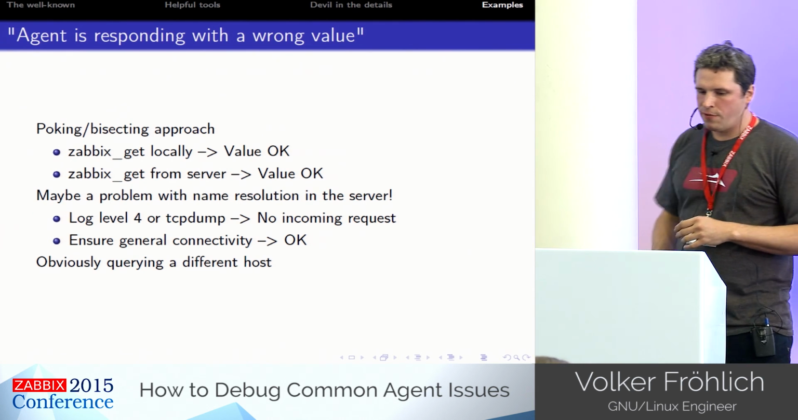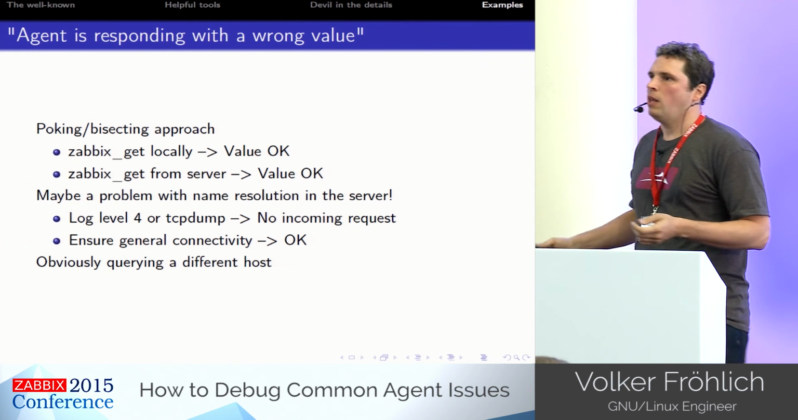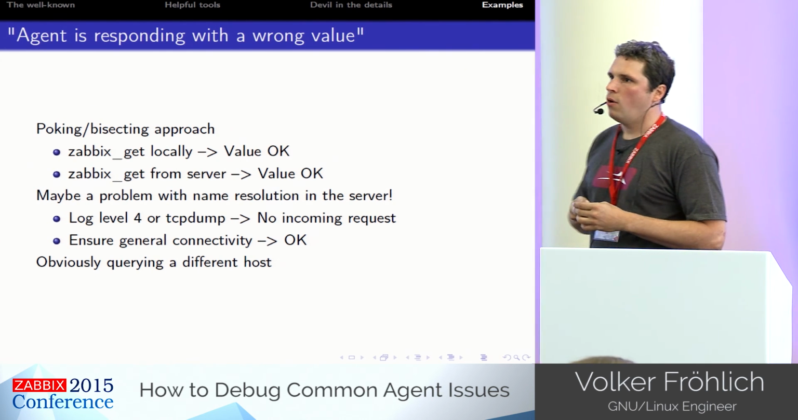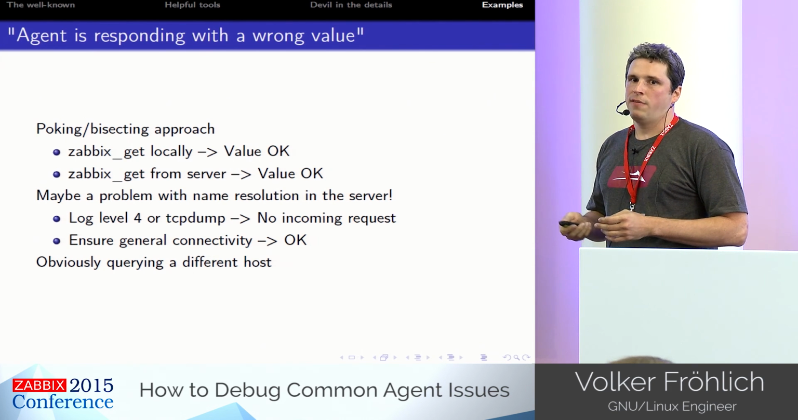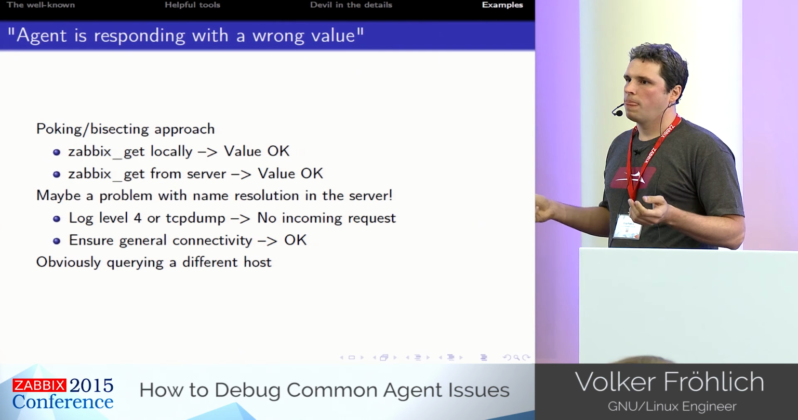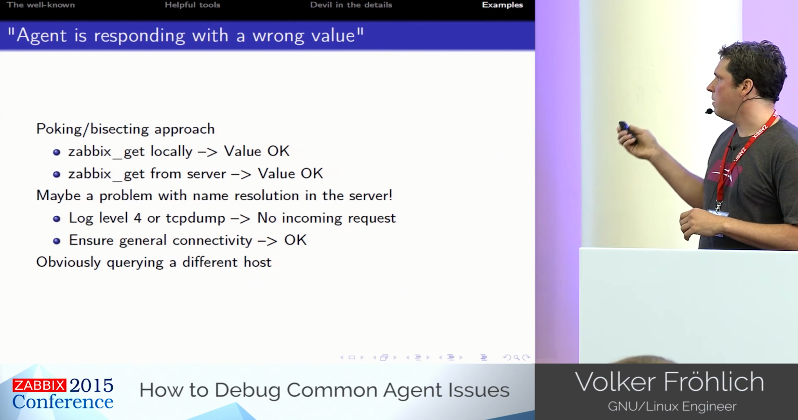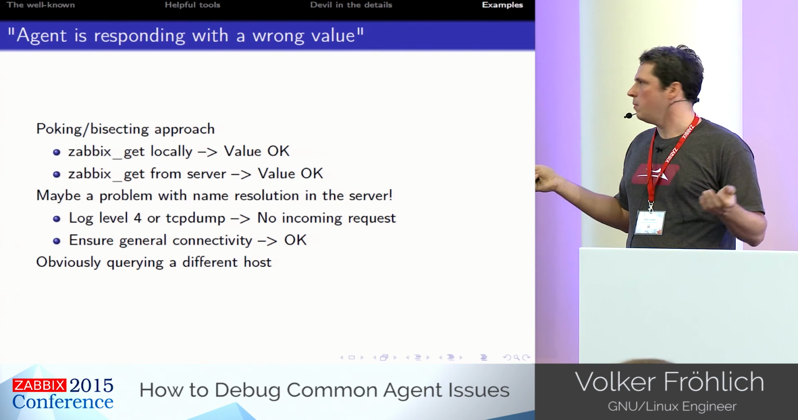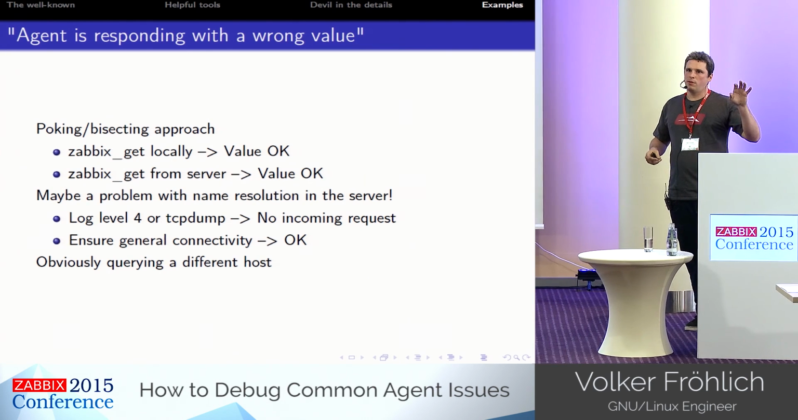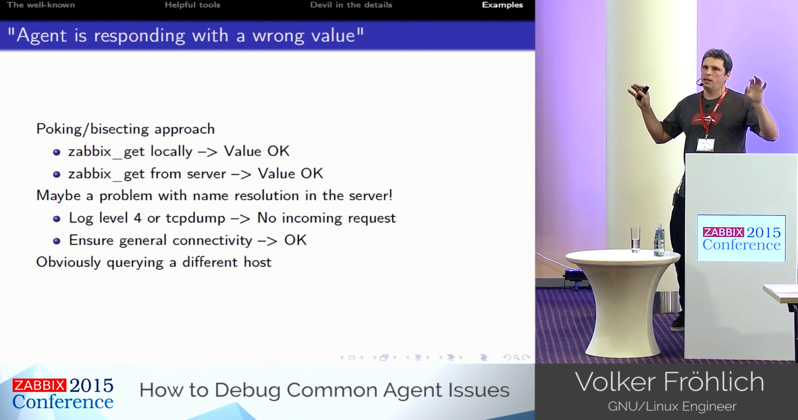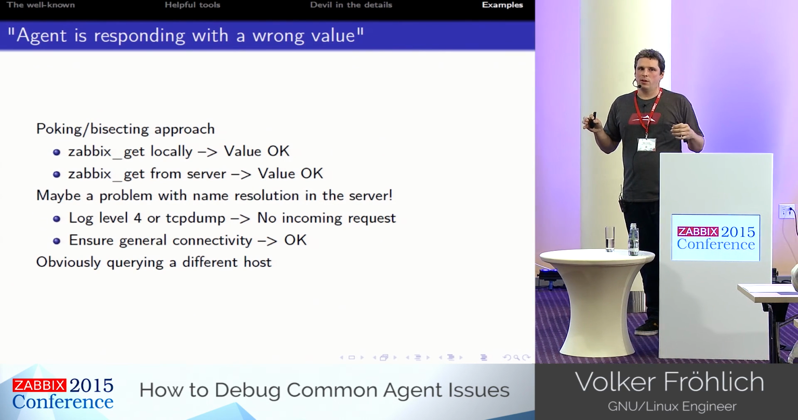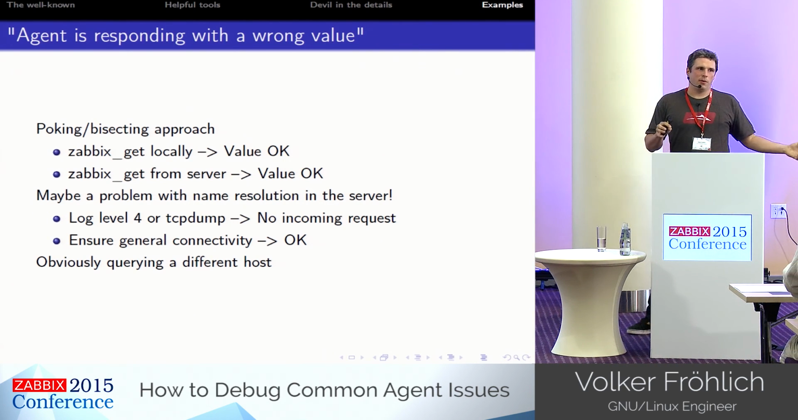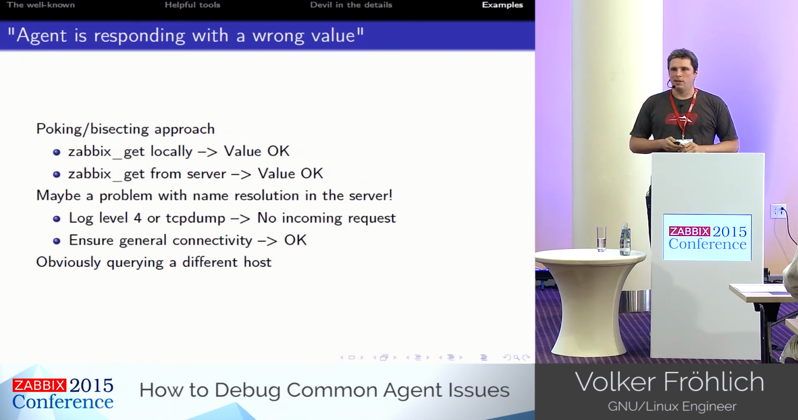Same problem, different approach. Set the log level to 4 on the agent, or tcpdump on the agent host, and take a look if anything is coming in at all. And in this example, I was assuming there was nothing coming in, but there is general connectivity between the server and the agent, and it's apparent that the requests obviously are not going out at all, or are going to a different host, and that just cut down the problem area vastly.